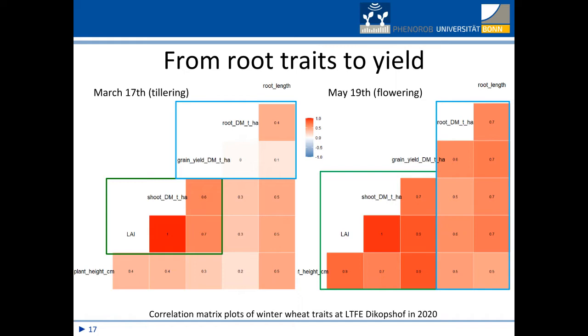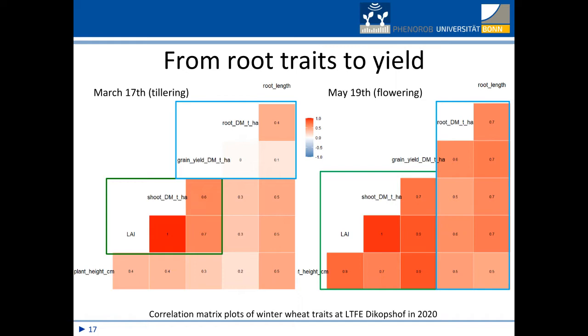And as you can see, already at the early growth stage of tillering, there is a strong correlation between leaf area index LAI and the shoot dry mass of the plants. Also, the grain yield and the shoot biomass and the grain yield and the leaf area index correlate. Unfortunately, the correlation between root length and yield, or root dry matter and yield, is very low.